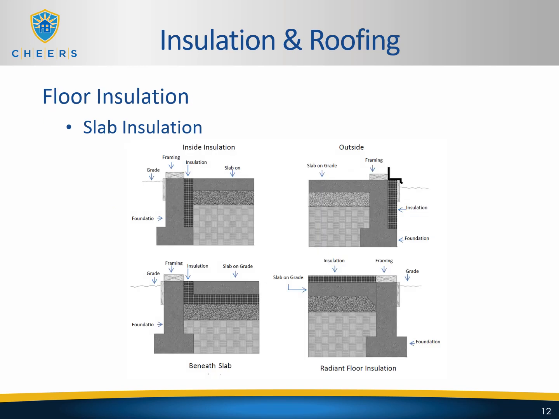And these are examples of where that insulation would go. On the top left hand side, you have interior insulation. On the top right hand side, you'll see how the insulation is placed on the outside of the raised floor. On the bottom left, the insulation is placed beneath the slab. And then in the bottom right, it's basically radiant floor insulation where the insulation is placed on top of the floor.